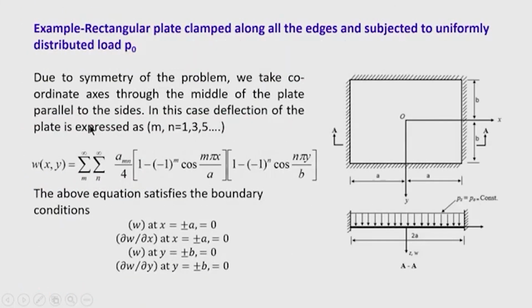Okay. Now, let us give an example of a rectangular plate clamped along all the edges and subjected to uniformly distributed load P naught. Here the plate is clamped along all edges, so along all edges there cannot be any deflection and there cannot be any slope in any two orthogonal directions.